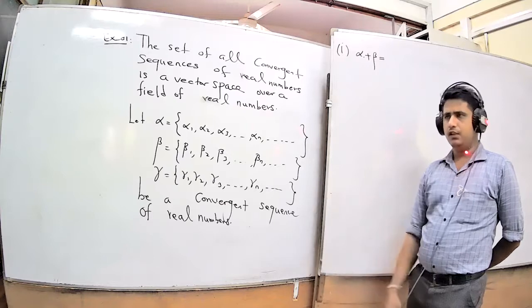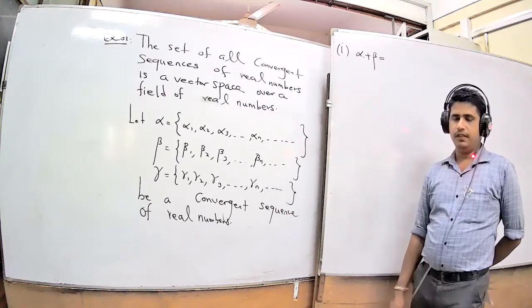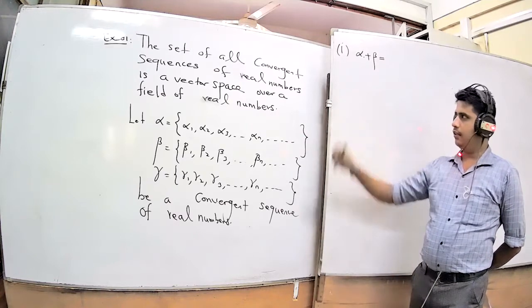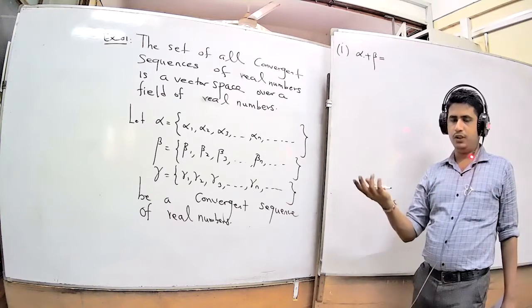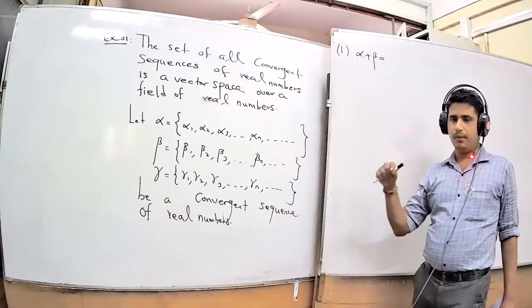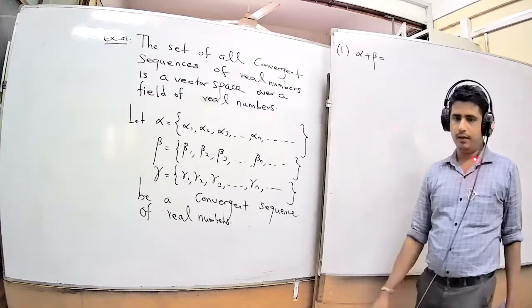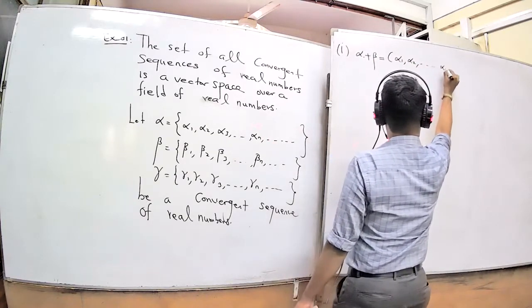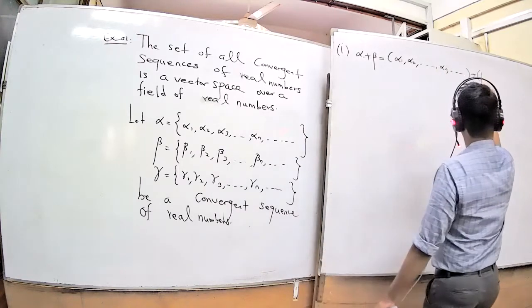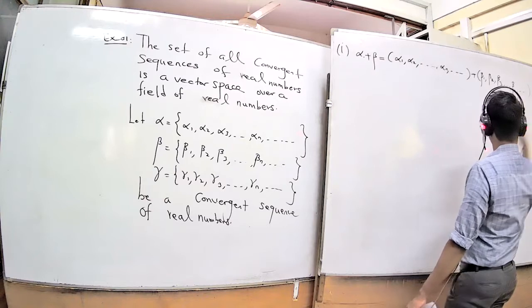I think you studied this somewhere else, the limit process. Suppose two sequences Sn and Yn are convergent, then Sn plus Yn is also convergent, and Sn times Yn is also convergent. That result we will use here. Suppose alpha plus beta is alpha 1, alpha 2, and so on, alpha n, and so on, plus beta 1, beta 2, beta 3, and so on, beta n, and so on.